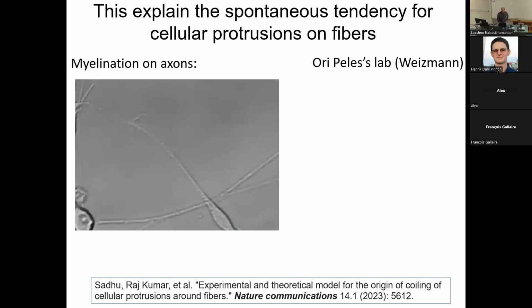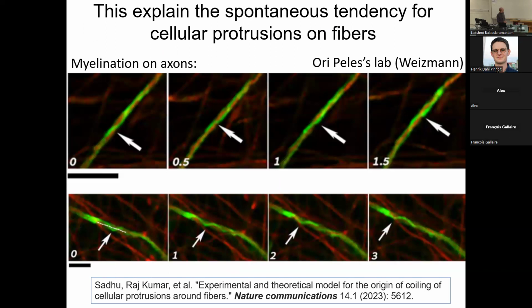So Ori Peles's lab at Weizmann was doing such work, where basically in red you see axons of pre-plated neurons in the Petri dish. And you see here what is called the Schwann cell, which I had never heard about before, but maybe you have, a cell that does myelination. And what's actually interesting is that this is happening days before the real myelination happens.